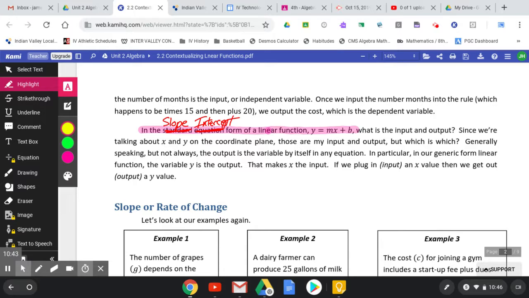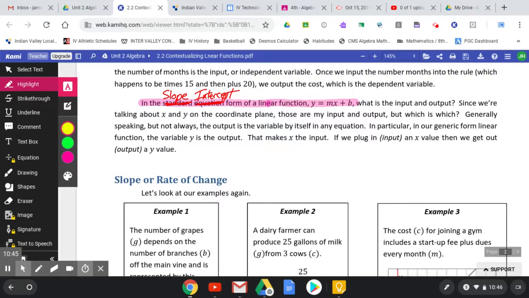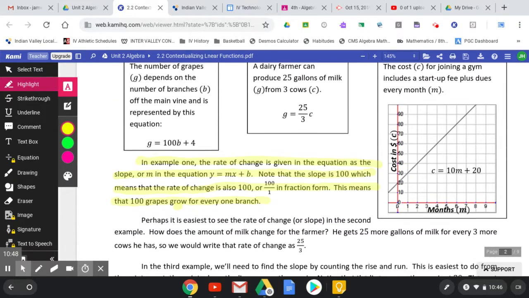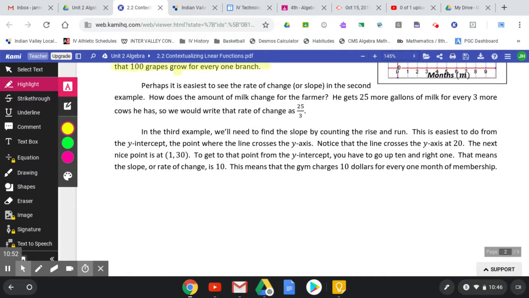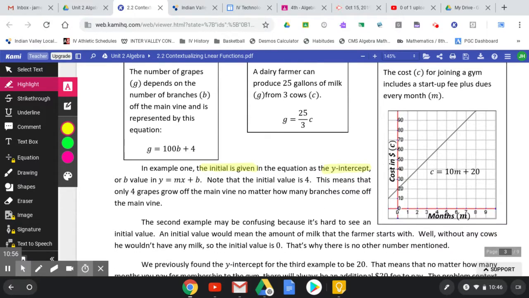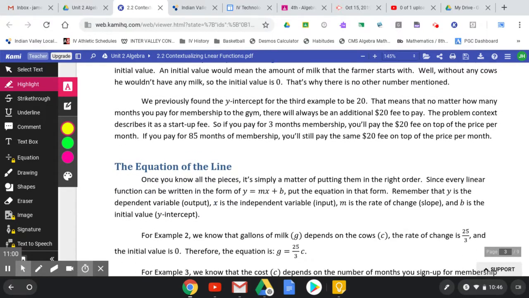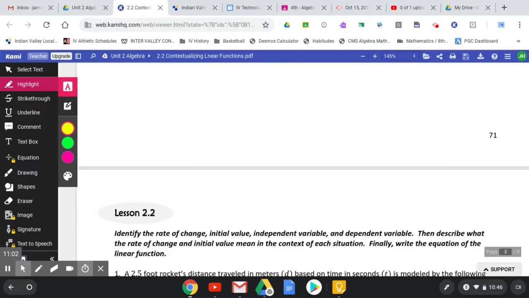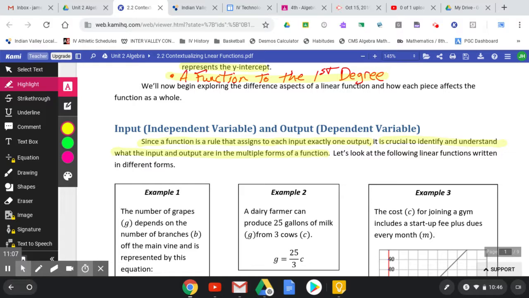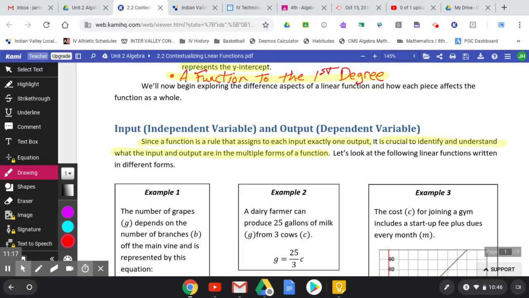So also in your reading, you read about rate of change and slope. Nothing was new there for you, correct? You may have highlighted a lot there. Y-intercept and the initial value, nothing was new for you there either, correct? It was all good for us. The only thing that really was new then for you was independent variable and dependent variable. I think I've only mentioned that in passing a couple times. So let's pull that in a little bit as we talk about it.